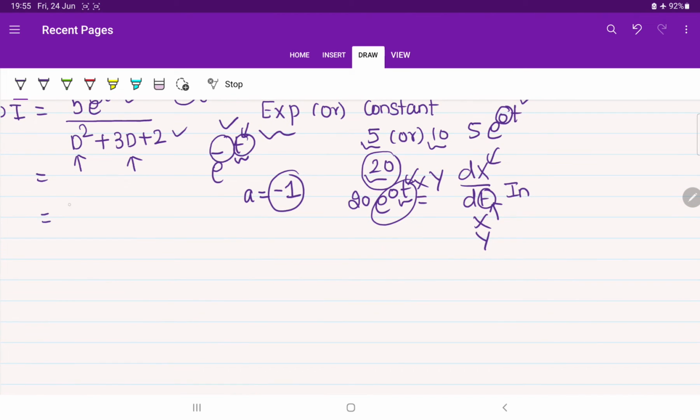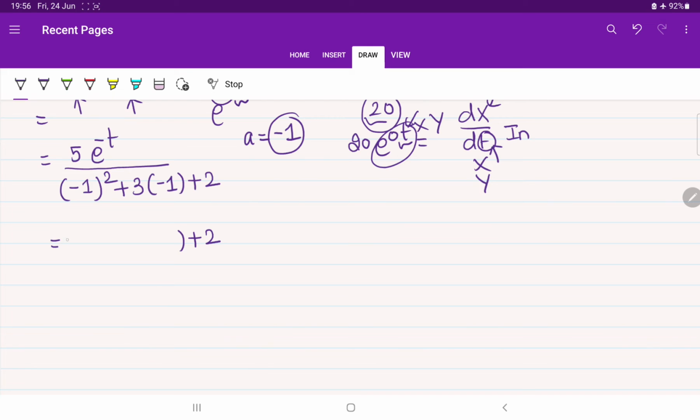See, in the next step, it will become 5 times e power minus t. Go to the denominator. I am replacing d by -1, so d squared plus 3d will be replaced by (-1) squared plus 3 times (-1) plus 2. So what will happen now? This gives us 5 times e power minus t upon (-1) squared, which becomes +1, and 3 times -1 gives -3, plus 2.